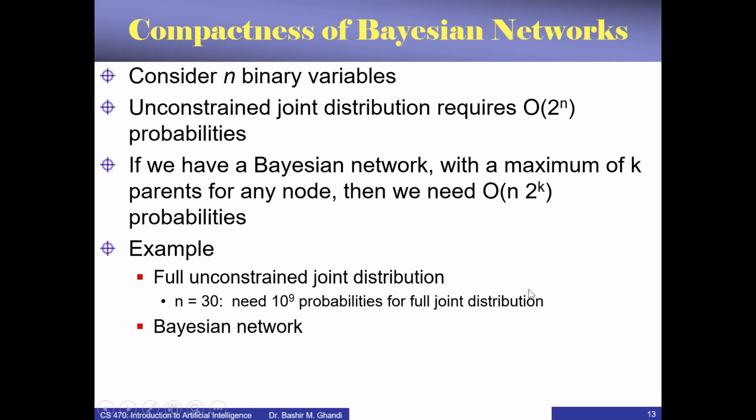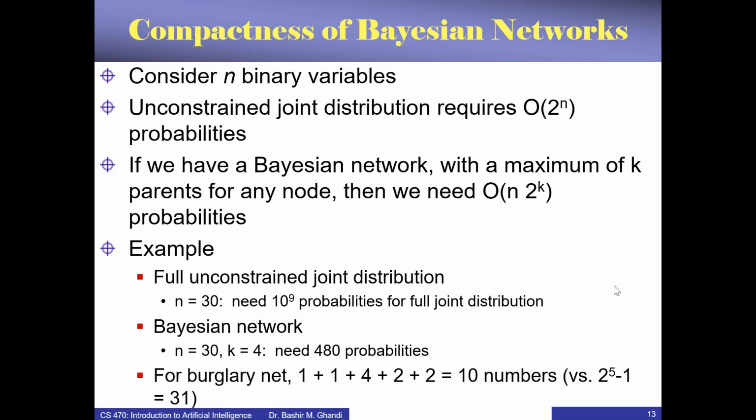Okay, now compare that with the Bayesian network with the same number of variables, 30, but with maximum number of parents for any node equal to 4. So if you have only 4, 2 to the power 4 is 16, and if you multiply by n, which is 30, you will have only 480 probabilities to manage. So clearly this is a huge saving compared to the normal joint probability distribution. From a billion to just a few hundred is definitely a great saving, which shows the importance of this Bayesian network representation.